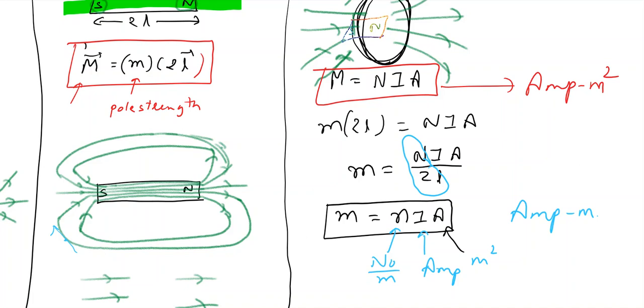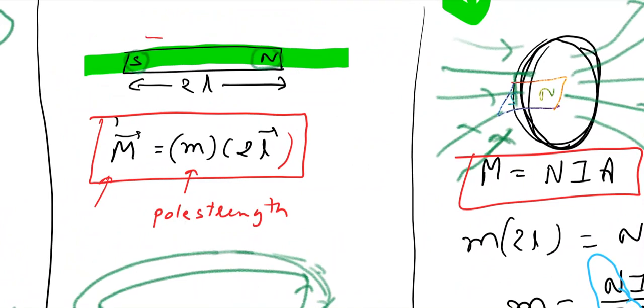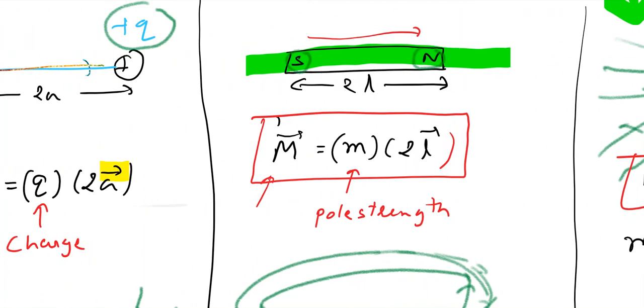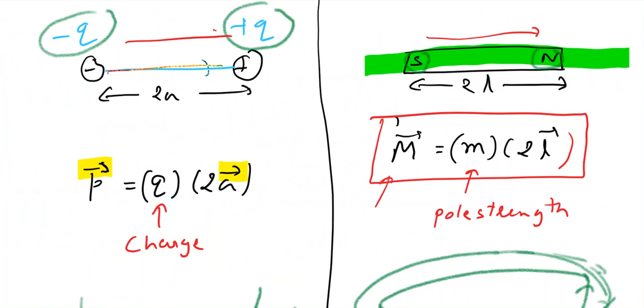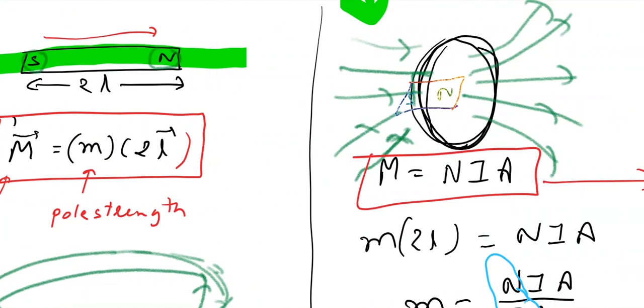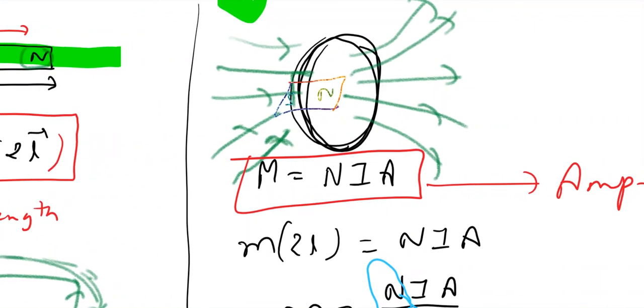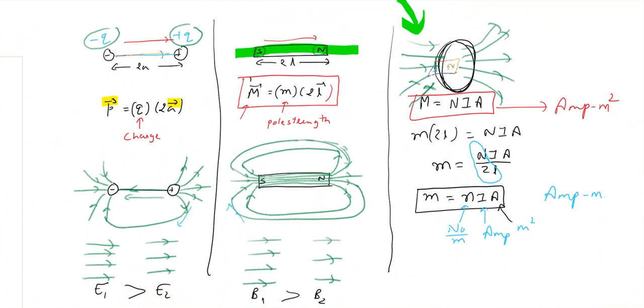And what is the direction of magnetic dipole moment? In case of bar magnet, it is from south pole to north pole. In case of electric dipole, it is from negative charge to positive charge. In case of magnetic dipole moment, it is from south pole to north pole. And in case of a loop, you can use the right hand screw rule and determine the direction of magnetic field. So that is what we should be knowing about magnetism at this point of time.